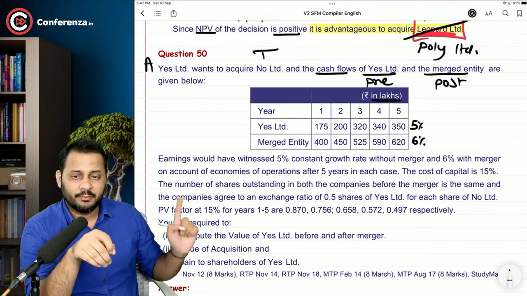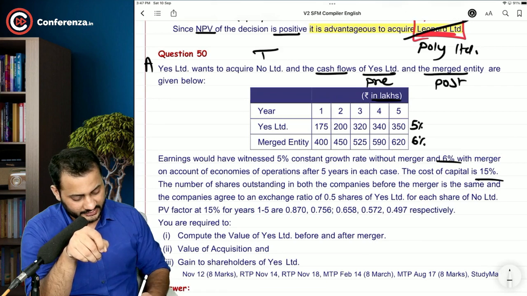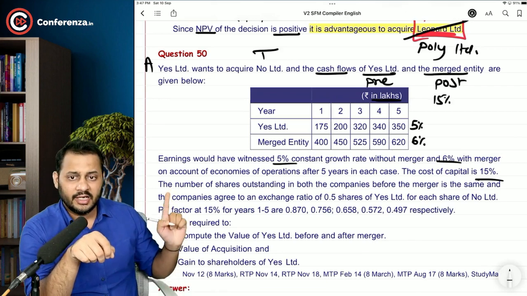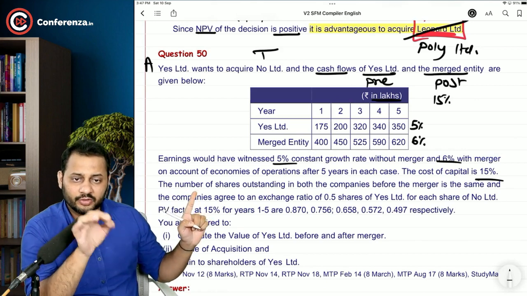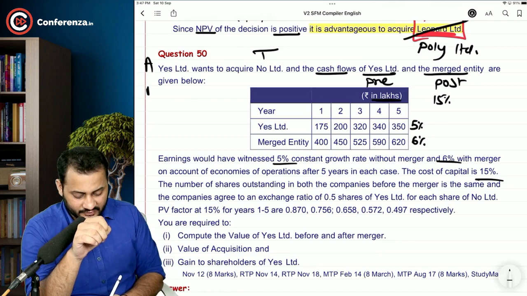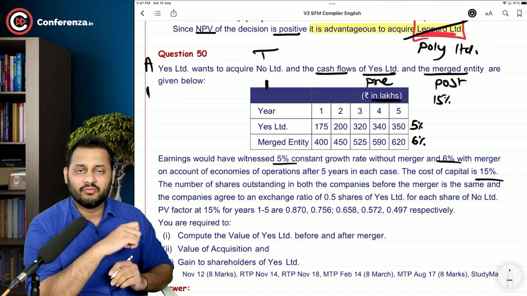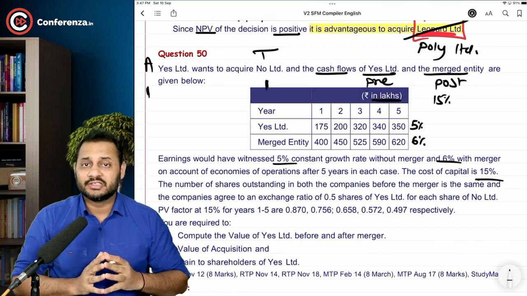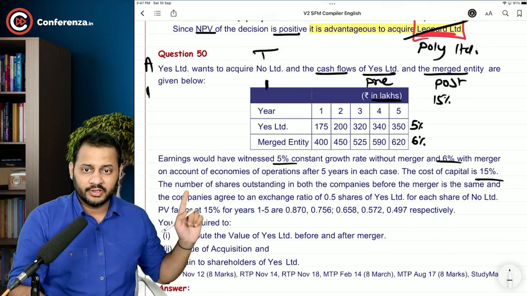The cost of capital is 15% in both the cases. Okay, so this will be the discounting rate. And the number of shares outstanding in both the companies before the merger is the same. That means if it has 1 lakh shares, it will also have 1 lakh shares. Yes Limited and No Limited have the same number of shares in the before merger company. Okay.